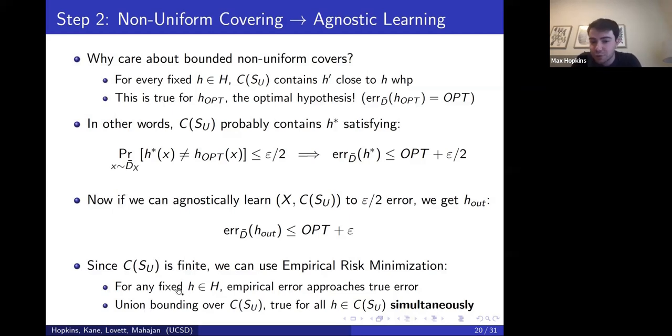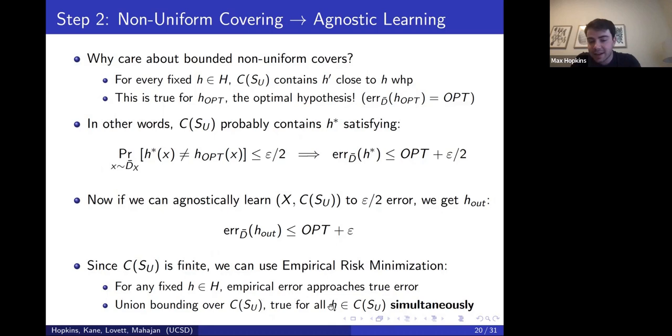So if I know that this is true with really high probability for every fixed hypothesis, and I have a finite set and I want it to be true for everything in my finite set, all I have to do is draw enough samples and union bound over the finite set, right? If I draw sufficiently many samples and I know that everything in this finite set satisfies this guarantee with high enough probability, then union bounding over the size means that it will satisfy it for everything in CSU simultaneously.